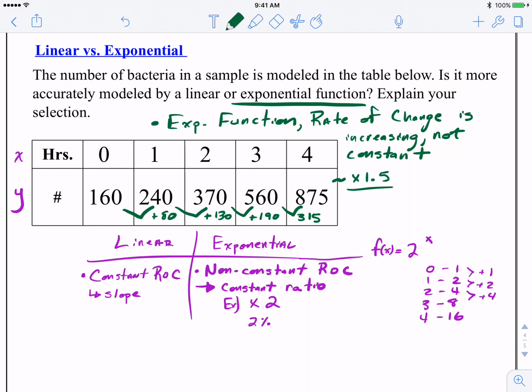So hopefully this helped you separate the two types of functions, and we were able to take a look at a specific case.